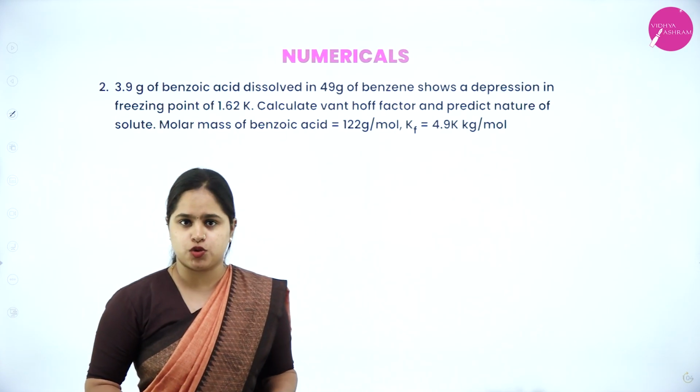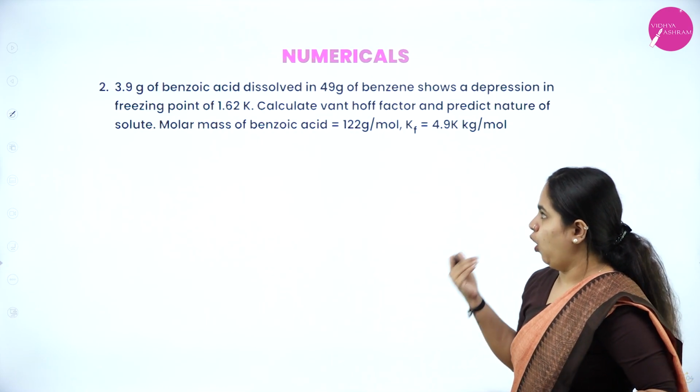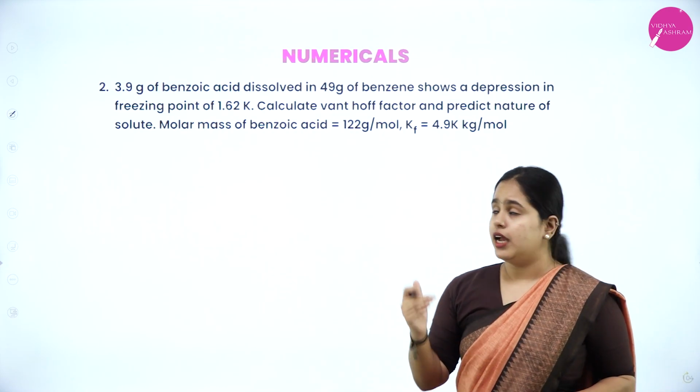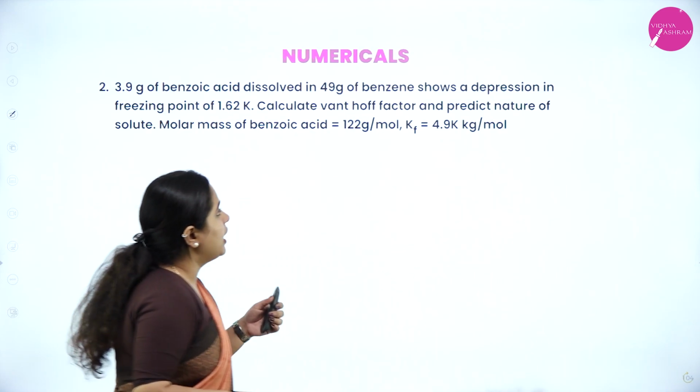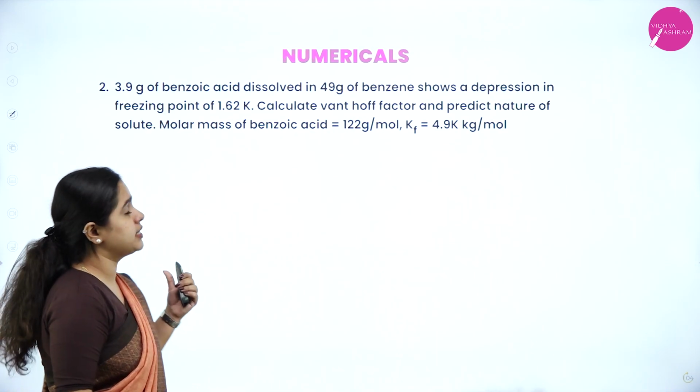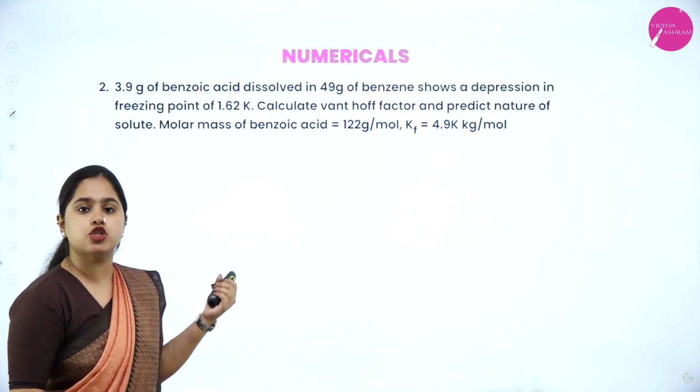Now moving on to the next one. 3.9 gram of benzoic acid is dissolved in 49 gram of benzene, and it shows a depression in freezing point of 1.62 Kelvin.